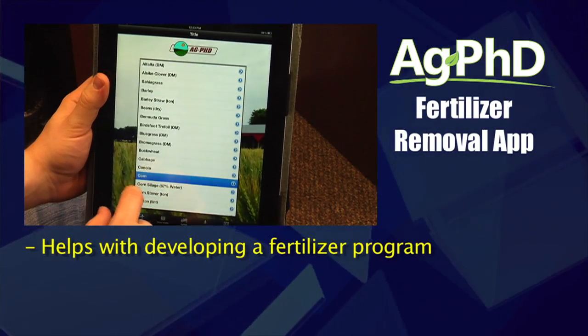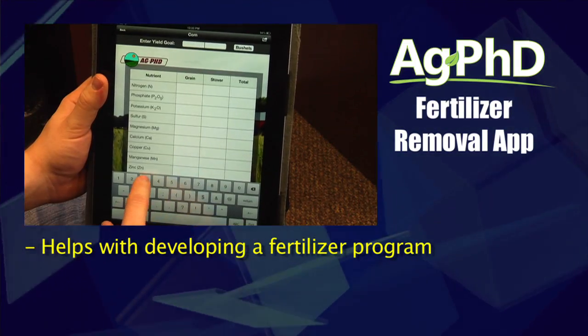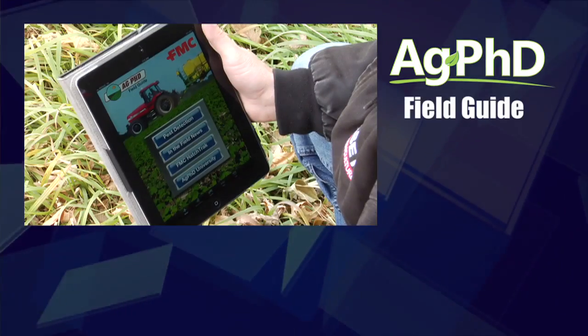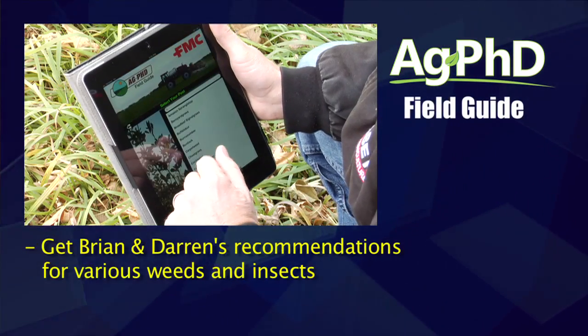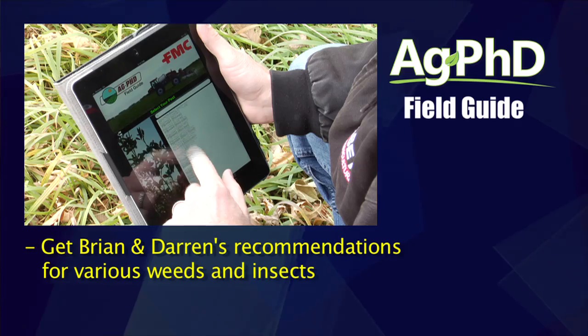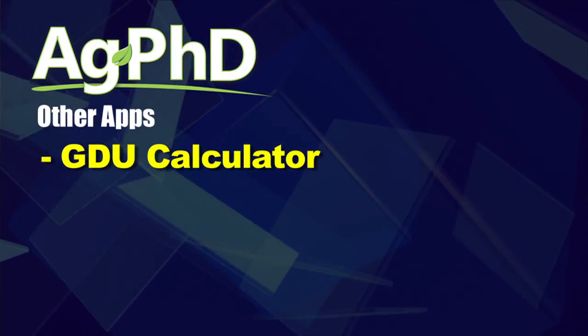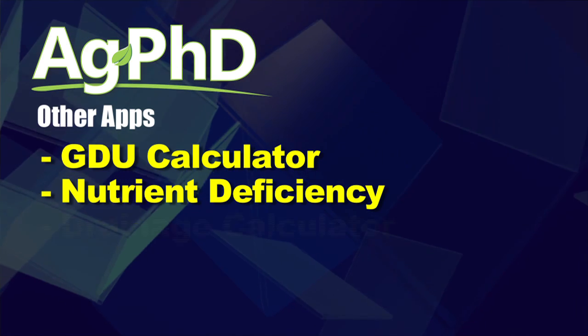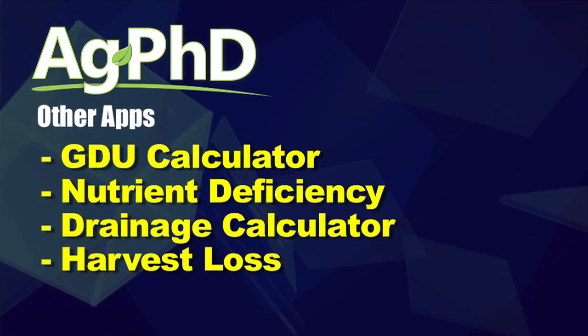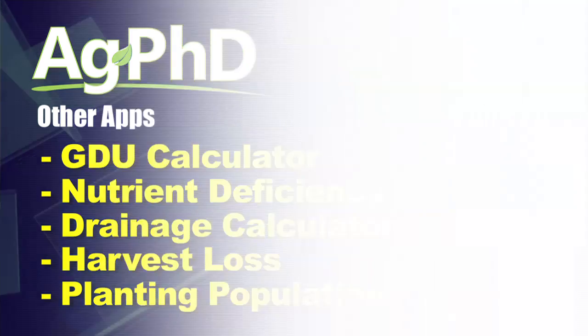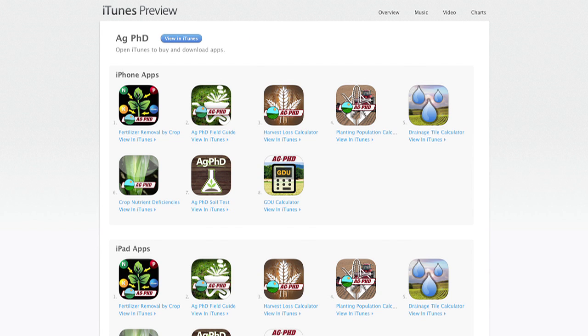Our most popular app to date with the most downloads is our Fertilizer Removal App. This is where you should start if you're trying to develop your own fertility program. You've got to know what your crop removes in terms of nutrients. We have the Ag PhD Field Guide app where you can get our recommendations for a whole host of different weeds and insects in terms of how to get control. We have the GDU app. We have a nutrient deficiency app, a drainage calculator, harvest loss, and planting population apps. So we have a number of different things that can help you. Just search for Ag PhD on any app store for the particular device that you're using.